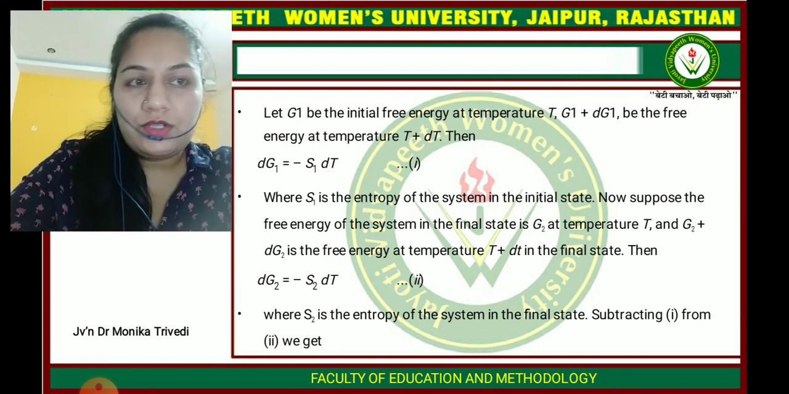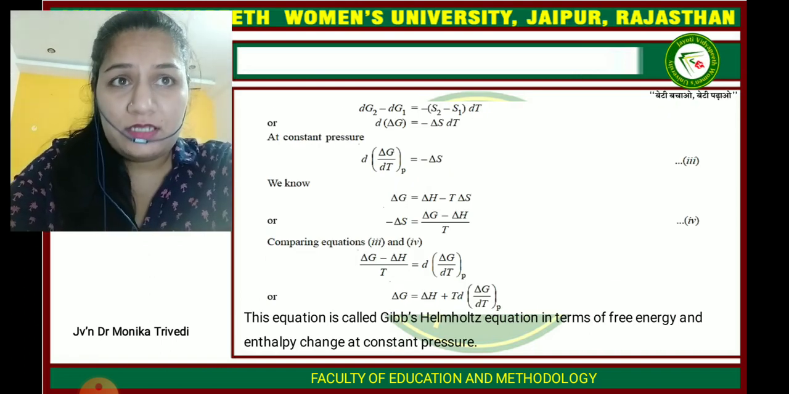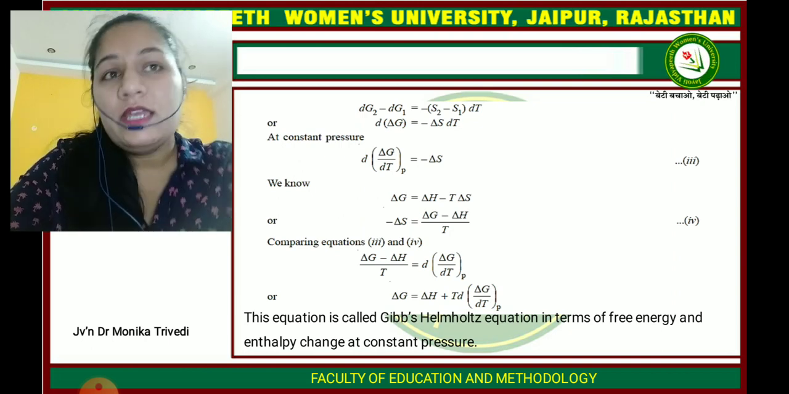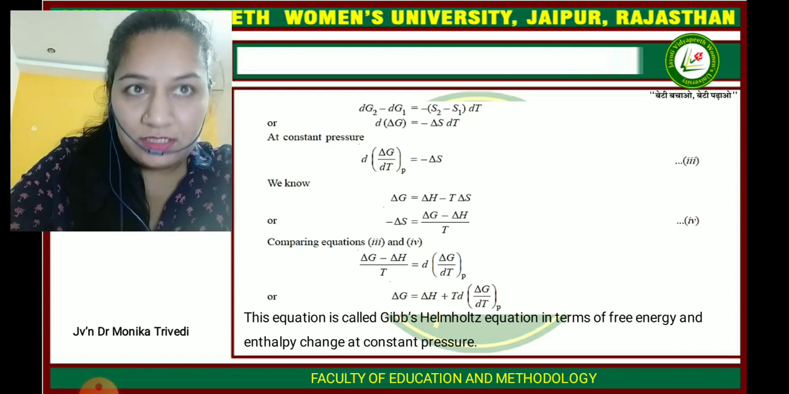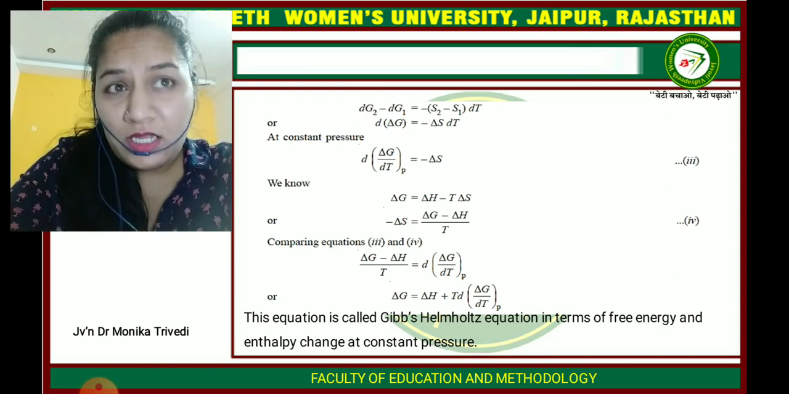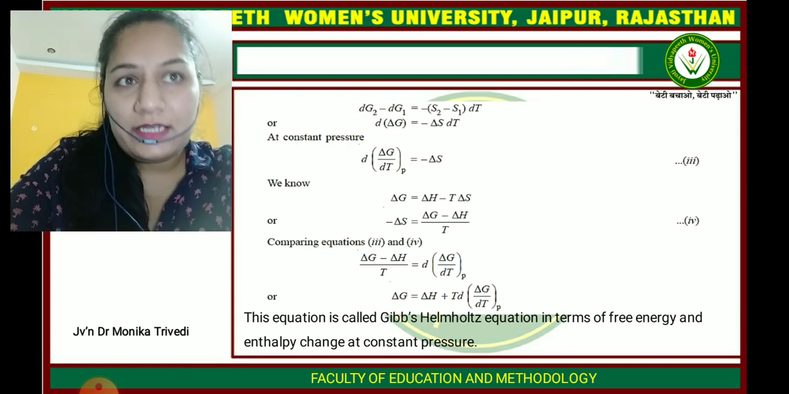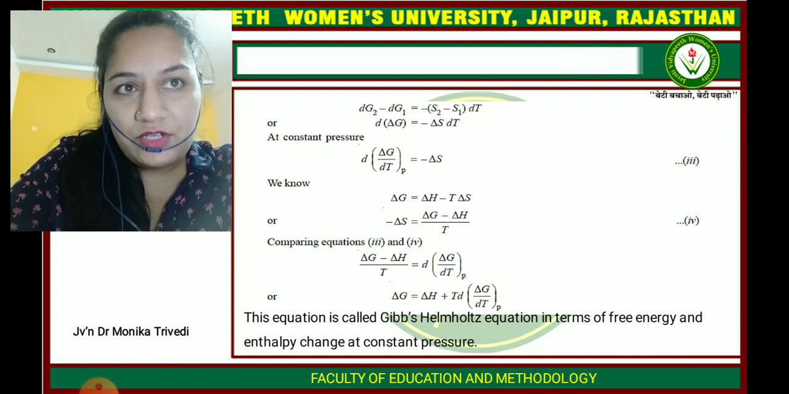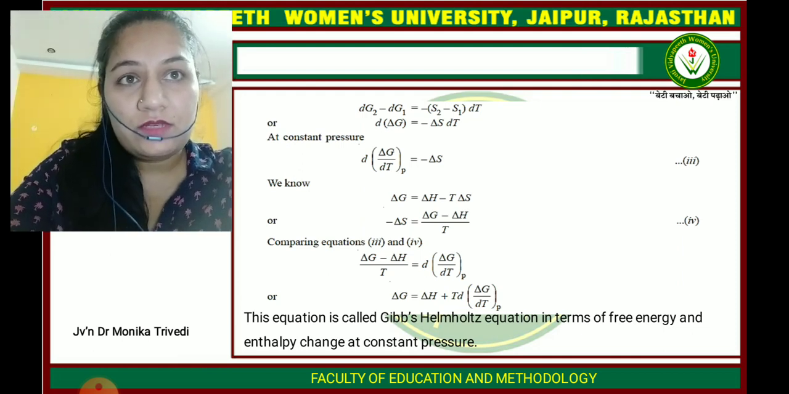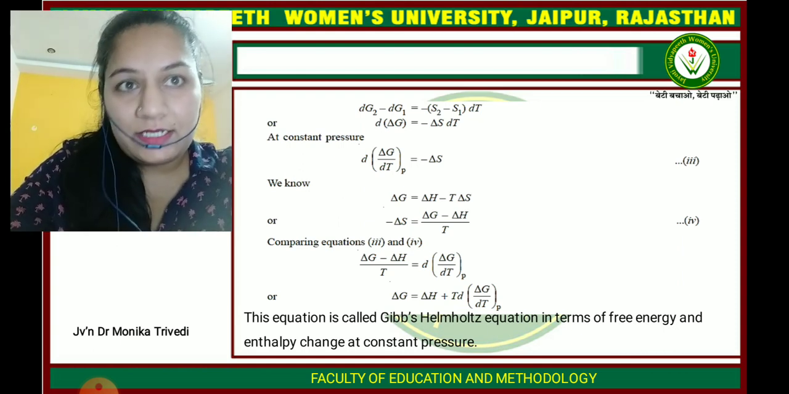By subtracting equation 1 from equation 2, what do we get? We get dG2 minus dG1 is equals to minus (S2 minus S1) dT. As we know, G2 minus G1 is the change in free energy, and S2 minus S1 is the change in entropy. So we get d del G is equals to minus del S dT. At constant pressure, we simplify this equation. At constant pressure we get d del G by dT at constant pressure is equals to minus del S.